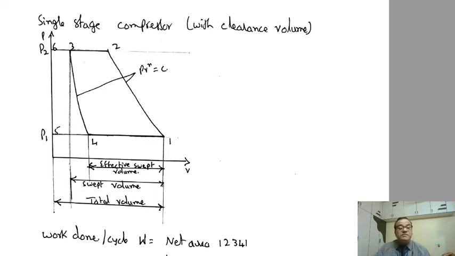Now this is the PV diagram you can see here. Clearance is clearance volume. Here you can see this clearance volume, the space between 6 and 3, is the clearance volume, which is the Vc part. Vc is clearance volume, and swept volume is Vs. Swept volume you can see here, from 1 to 3 is swept volume.